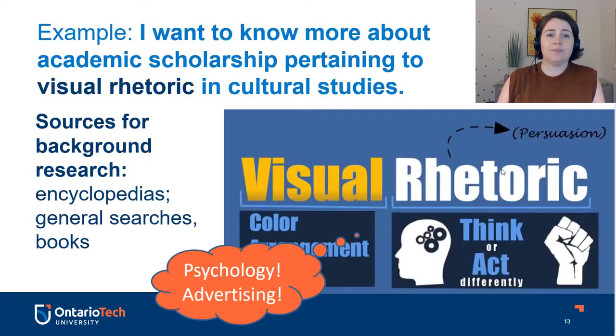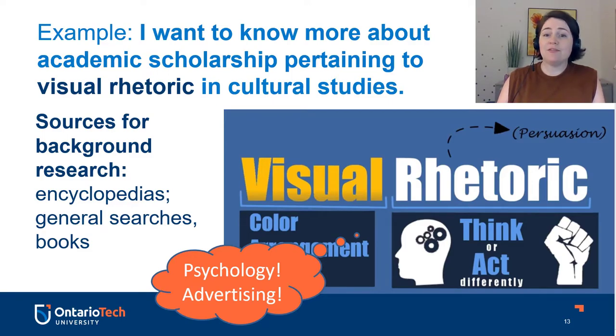To get started, you want to do a bit of background research. This could mean looking at your class notes and reviewing readings or lecture slides, as well as starting to do a bit of research on the topic yourself. You might start doing this using a search engine to find out more about what visual rhetoric is and to have a better idea of the concept and what you might be looking for.